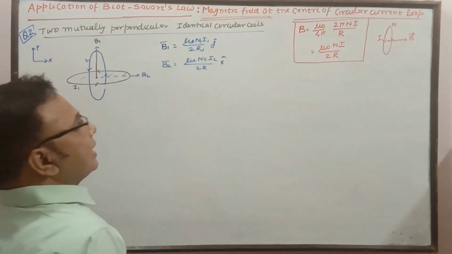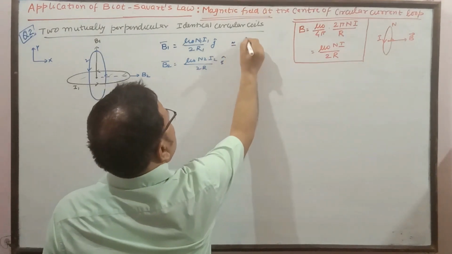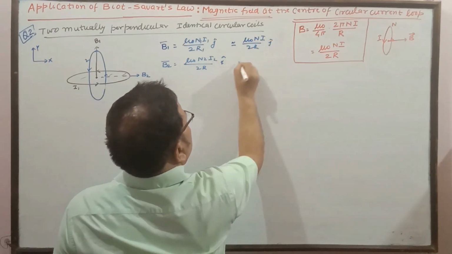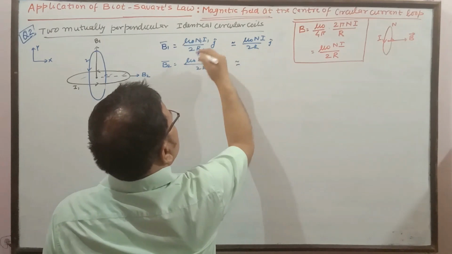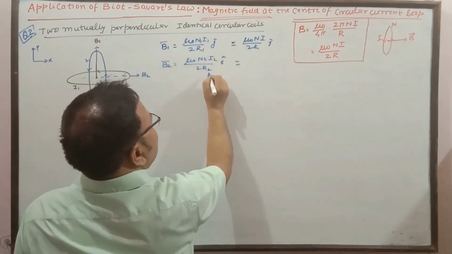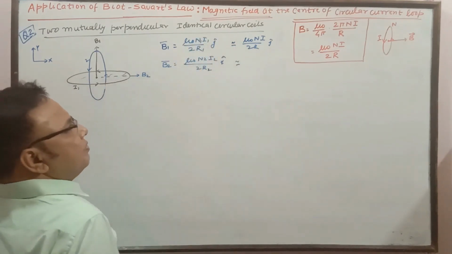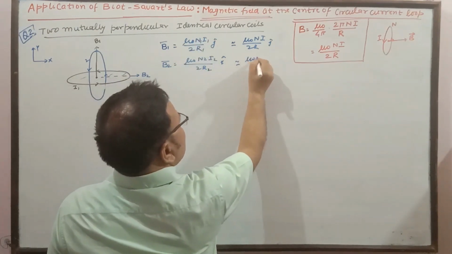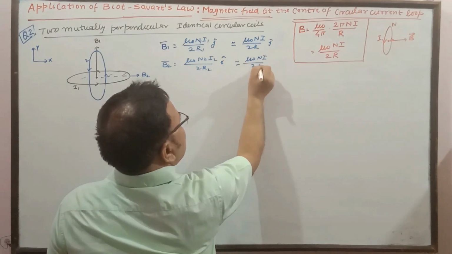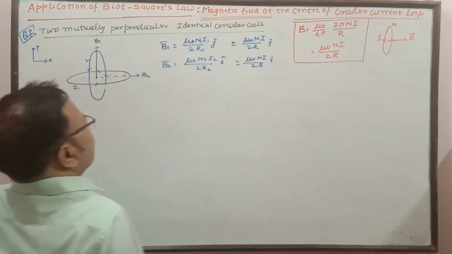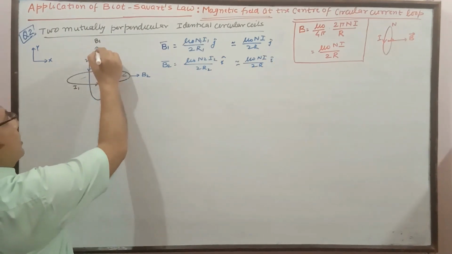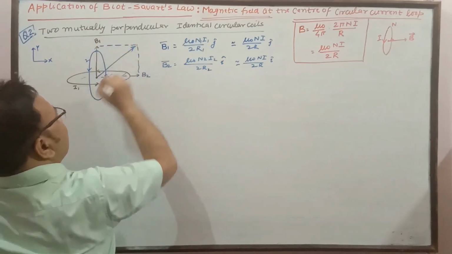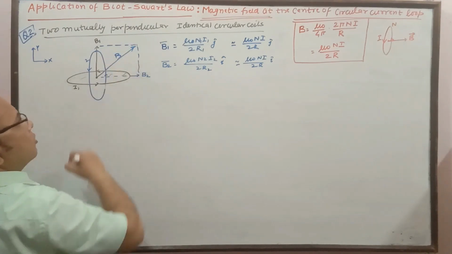If everything is identical, then what we can write here: mu naught N I upon 2R J cap. And here also the same thing, N1 equal to N2, I1 equal to I2, R1 equal to R2. Or as per the case given, we can find out the value of these two and we can utilize as per the result what I am going to show it to you. This is mu naught N I by 2R into I cap. We are going to find out the magnitude of the resultant. Resultant can be determined by using vector law or parallelogram law of addition. This is the net field due to these two.